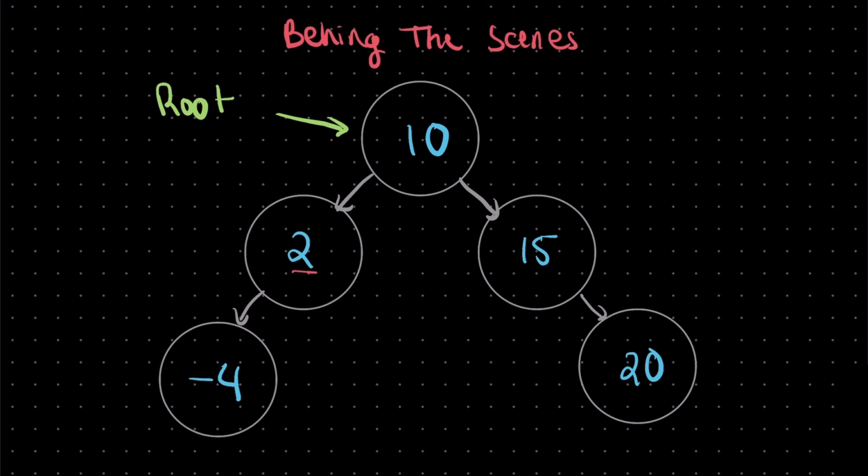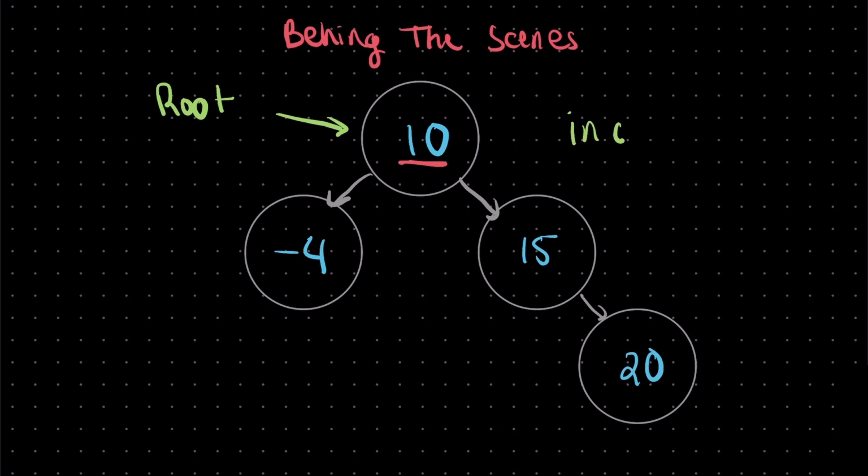Then say we want to remove 2. Since 2 only has one child, we set 2's parent to point to 2's only child, and then 2 gets removed from memory. Easy enough. But say we wanted to remove 10, what would happen? 10 has 2 children. Typically what happens is it is replaced with whatever the in-order successor is.